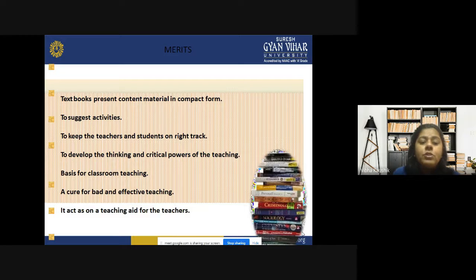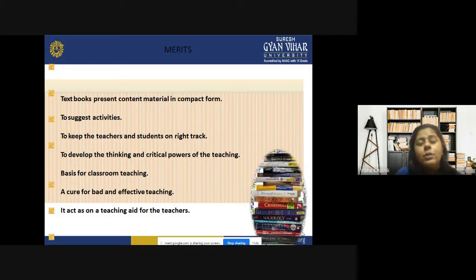To keep the teacher and student on the right track, it works as a guide not only for the students but also for the teachers. Why? Because the textbook helps the teachers to plan their teaching-learning process accordingly, and it is the textbook that keeps both teacher and students on the right track. It also develops the thinking and critical power of the teachers.